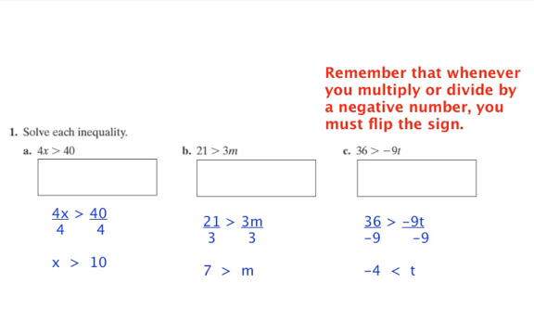For 1A, x is greater than 10. For 1B, 7 is greater than m. So when you think about it, m is less than 7. And for 1C, negative 4 is less than t. So t is greater than negative 4. Remember that whenever you multiply or divide by a negative number, you must flip the sign.